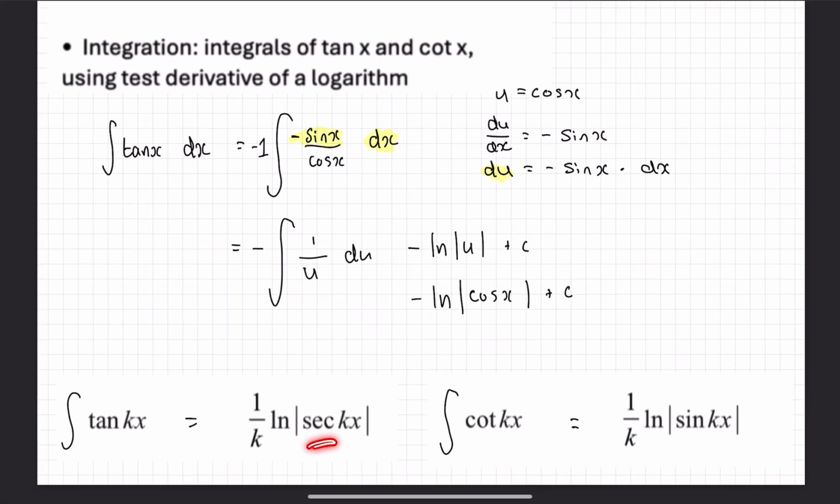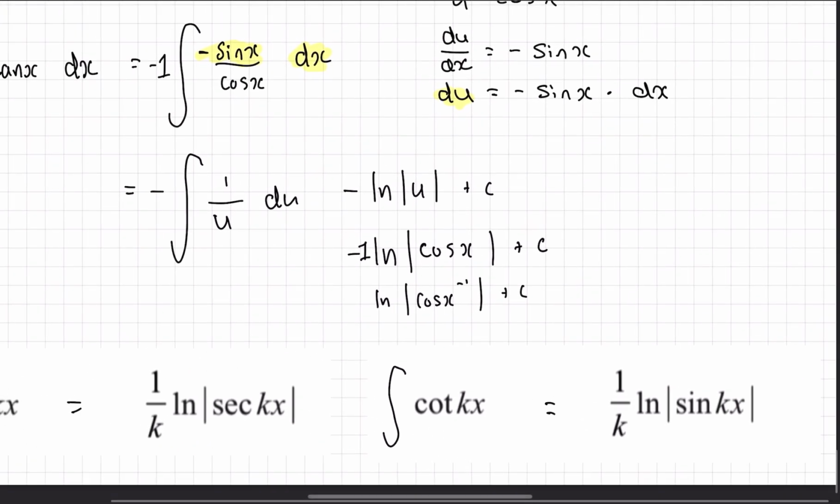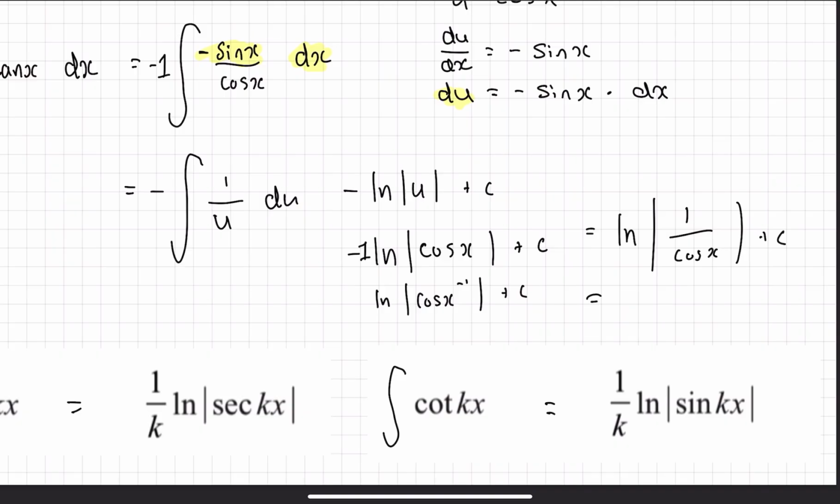However, we want to get this sec. So if you remember, that's -1, and we're doing the power law. So natural log of cos x to the power of -1 plus c. So your final answer is natural log of 1 over cos x plus c. And there you are, natural log of sec x plus c. Fantastic. Yeah, we're done.